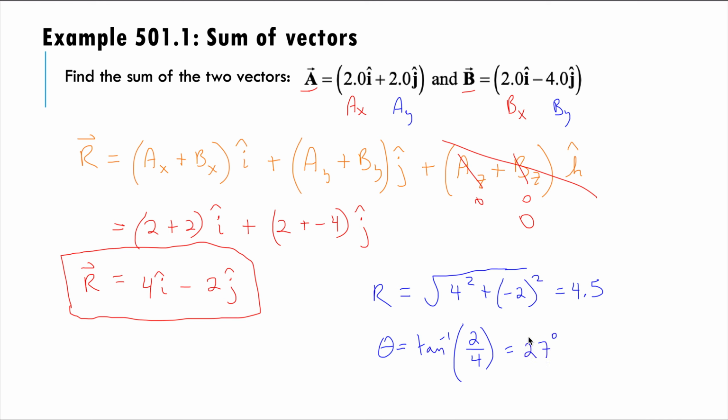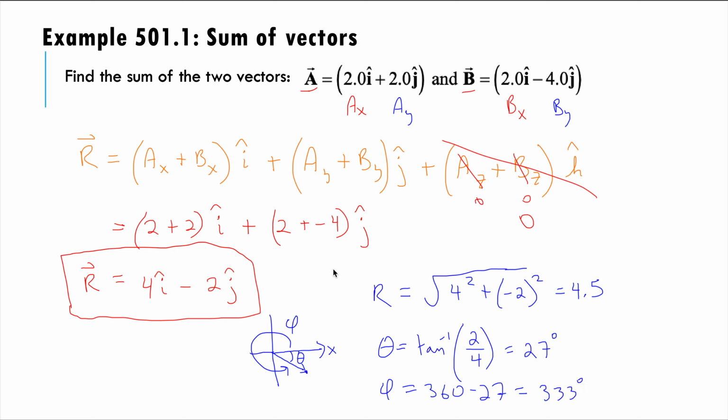But we know that that's not the final answer, because if we visualize the vector, it has a positive x component and a negative y component, so it's going along this direction. So the 27 degrees is going to be clockwise from the positive x-axis, but usually we like to specify the counterclockwise angle, so I'll call that phi. So phi is actually going to be 360 minus 27, or 333 degrees, which would be the direction of this vector.